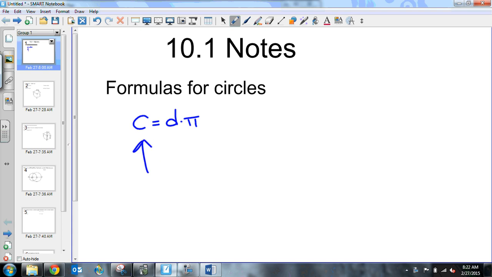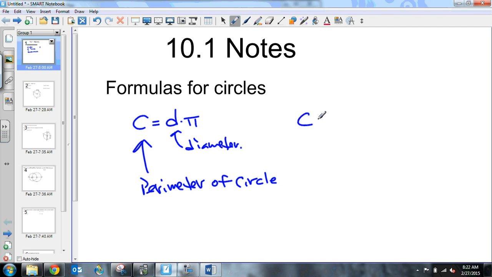Now remember, circumference is like the perimeter of a circle. These are things that I think we come into school with prior knowledge for. And the d is diameter, and we'll talk all about that. We could also express this as the circumference is equal to 2 times the radius times pi. So these are just the same way of writing the same thing.